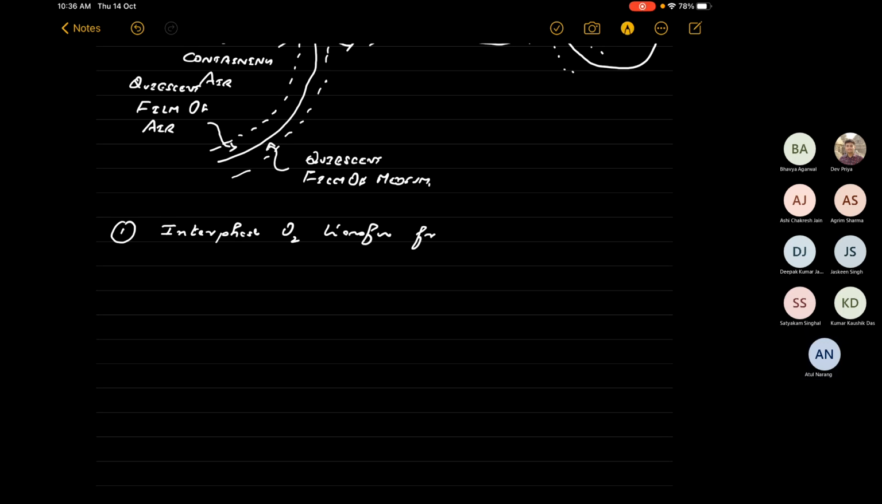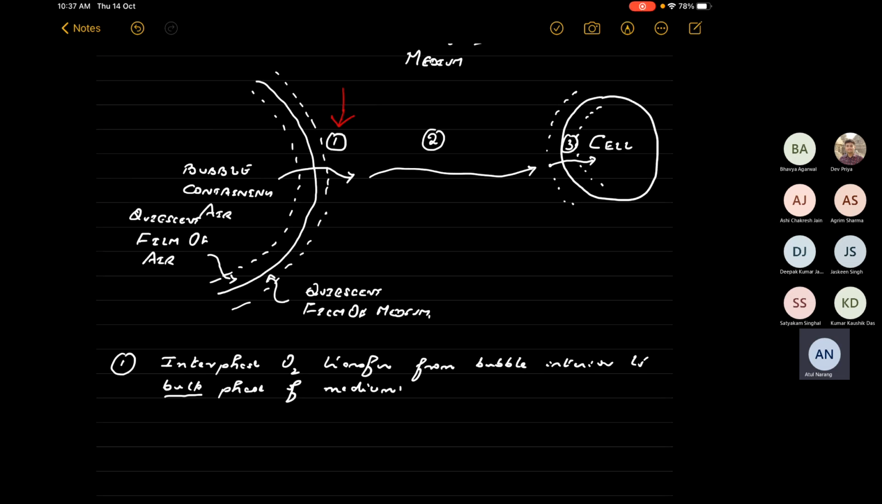from bubble interior to bulk phase, and I'll define this term in a minute, to bulk phase of medium. So the word bulk here means this part of the medium, not the part that is in the neighborhood of the cell or the bubble, but the part in the medium, the bulk of the medium, the main part of it, right? That's the technical term.